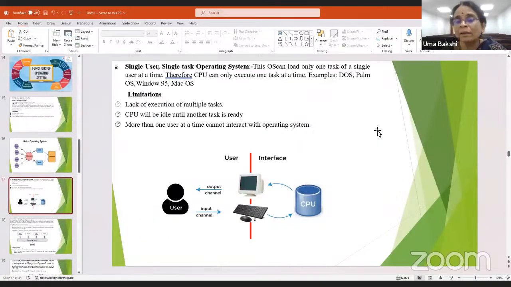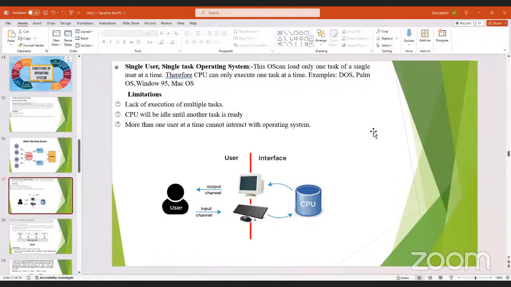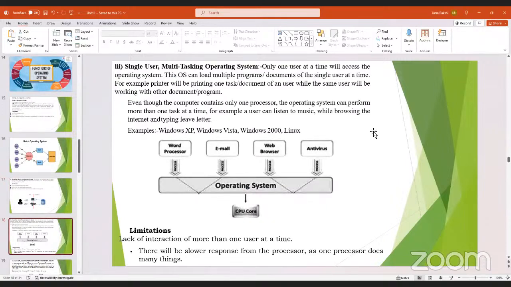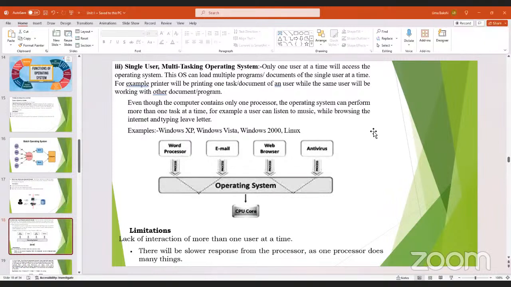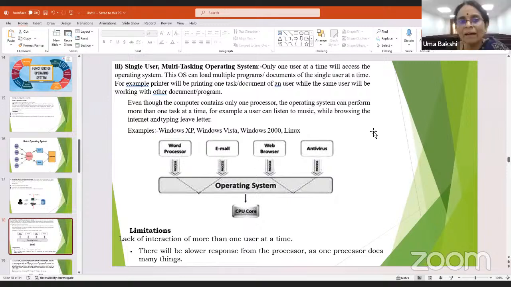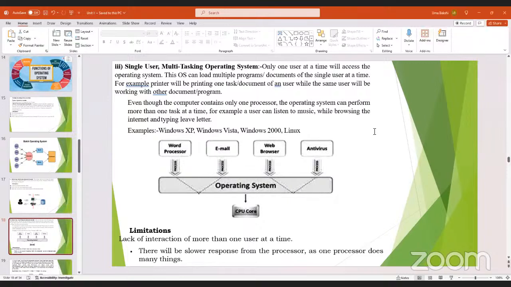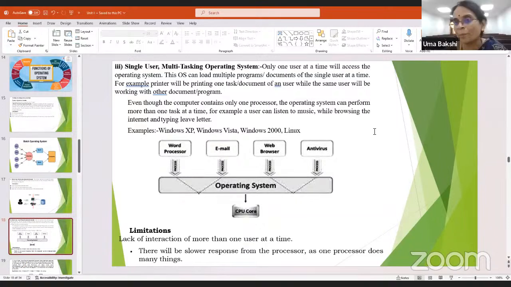Then single user task operating system. Suppose I'm only using one CPU, one keyboard. So that is single user. Then we have single user multi. Ambedkar University is giving a class, and all of us are seeing it. So it is a single user, but all of us are operating that system. So single operating. Then next one, we have multi-user, multitasking operating systems.